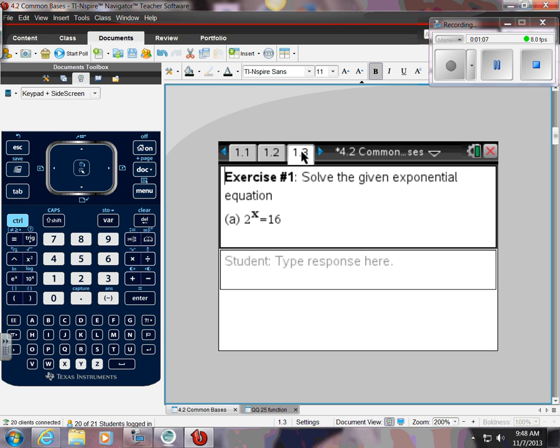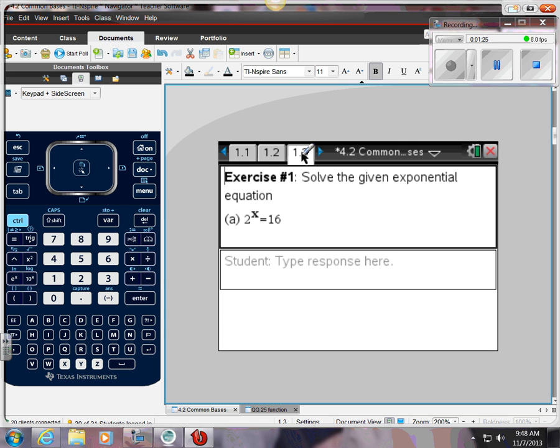So, exercise 1. Solve the given exponential equation, 2 raised to the x equals 16. So we need to find a common base. Our left-hand side has a base of 2. We want 16 to have the same base. So what exponent could I raise 2 to get 16? 4. Good. So 2 raised to the 4th is 16.